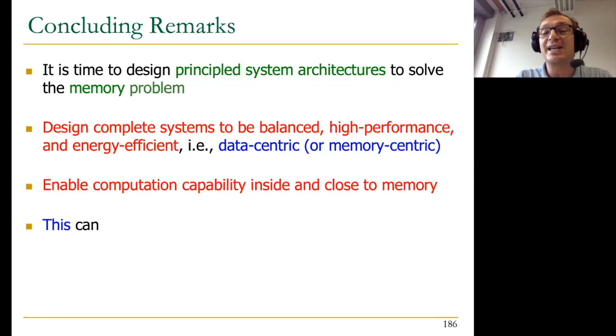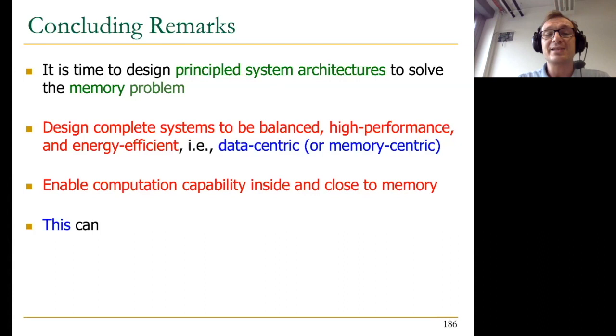If the data is in a sensor somewhere, let's do the processing inside the sensor, right? Let's not move the data all the way from the sensor somewhere. If the data is in a sequencing engine, let's do the processing in a genome sequencing engine, for example, so that we don't move the data, okay? So the general principle is really bigger than memory. It's really about data and how we move the data, how we don't move the data, actually.